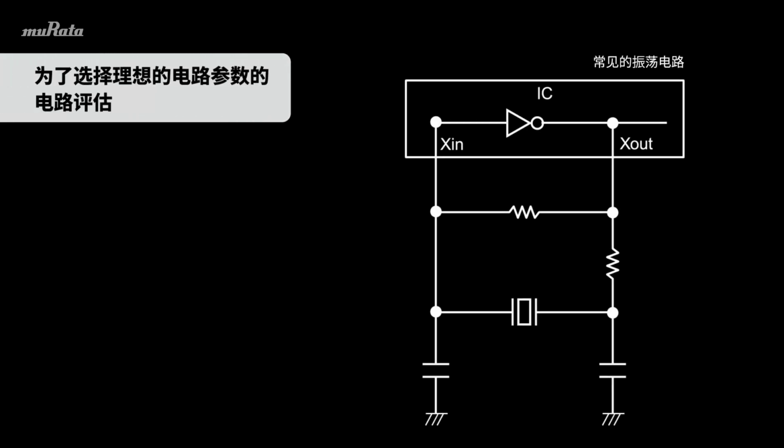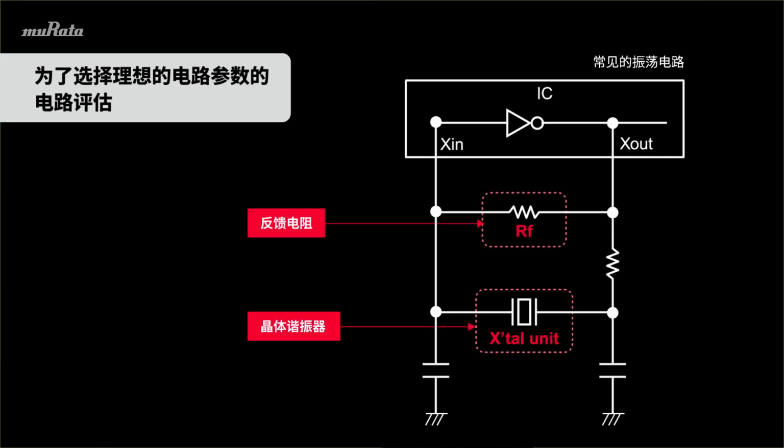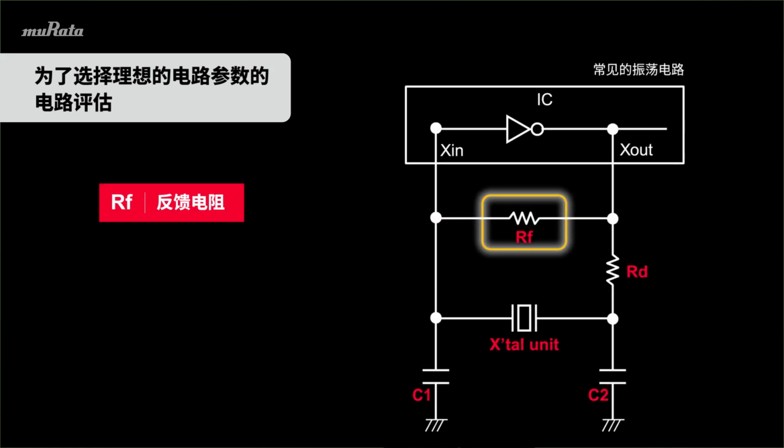This is a general oscillation circuit. It has an IC, which has an internal inverter circuit, a crystal unit, feedback resistor, damping resistor, and external load capacitors, C1 and C2. To find the most suitable circuit constants, we must first evaluate the oscillation circuit. I'd like to begin by explaining the role of the feedback resistor.